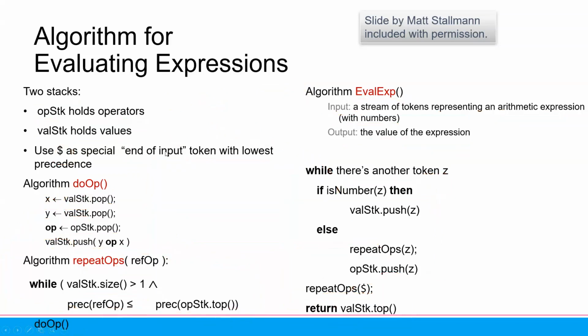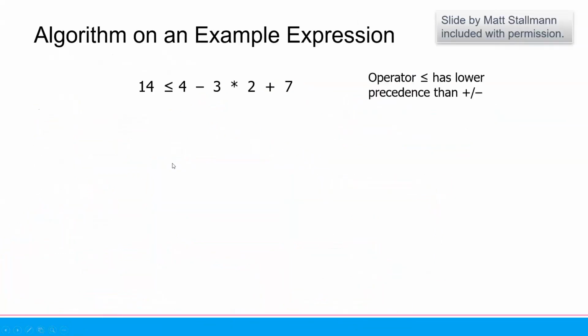So the mechanism will be something like this one. I want to check whether 14 is less than equal to 4 minus 3 multiplied by 2 plus 7. Operator less than equal has lower precedence than plus or minus. Then this will be the last one. Because it is the last, then we will check from the form.